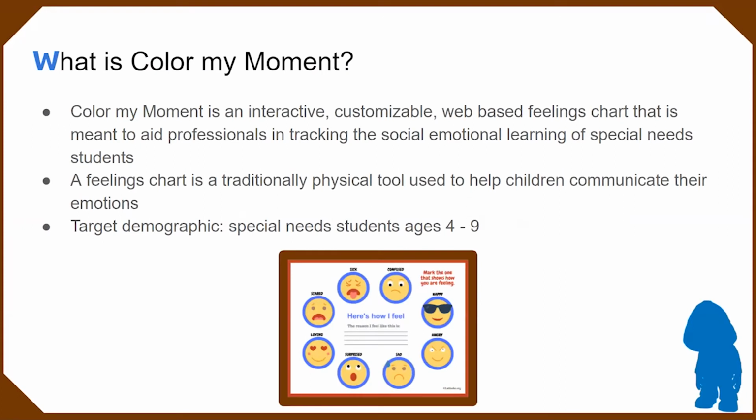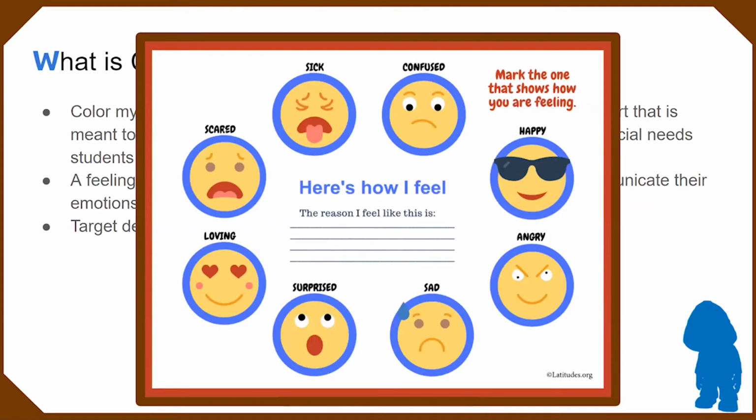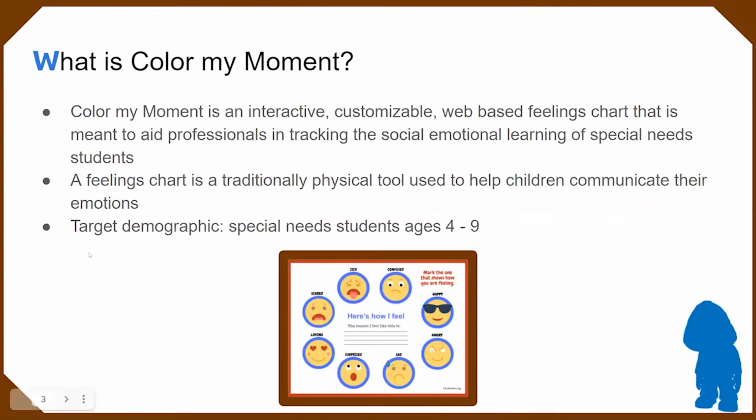So, what is Color My Moment? Color My Moment is an interactive, customizable, web-based feelings chart that is meant to aid professionals in tracking the social emotional learning of special needs students. And for those of you unfamiliar with what a feelings chart is, a feelings chart is a traditionally physical tool used to help children communicate their emotions. And as you can see by this picture down here, it gives an example of a feelings chart, just a few images with captions and a little area for the child to write how they're feeling. Now, the target demographic for this website is special needs students ages 4 to 9. And this is because they suffer most when it comes to social emotional learning.